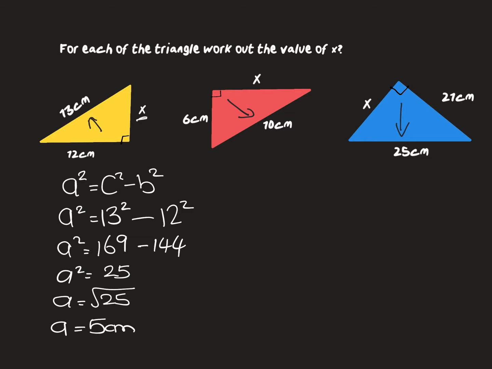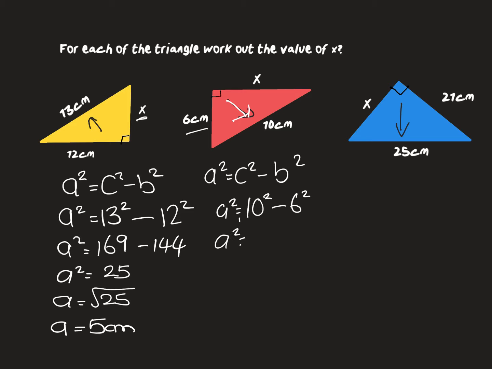And then once you have tried that, we will work through it together. Okay, so for our red triangle, we're going to write out our formula first. So a squared is equal to c squared minus b squared. So a squared is equal to c, the hypotenuse. So if we're looking here at opposite our right angle is 10 centimetres. So 10 squared, take away, and the other side is 6.